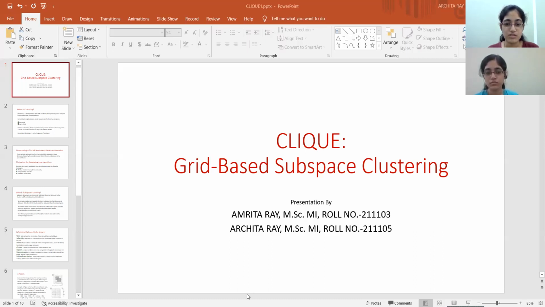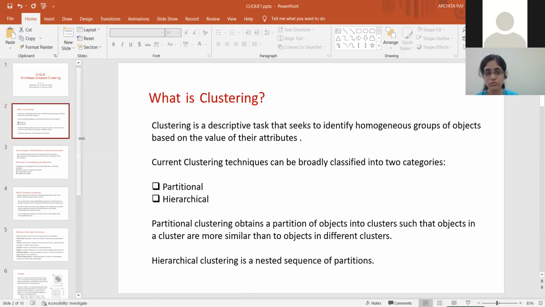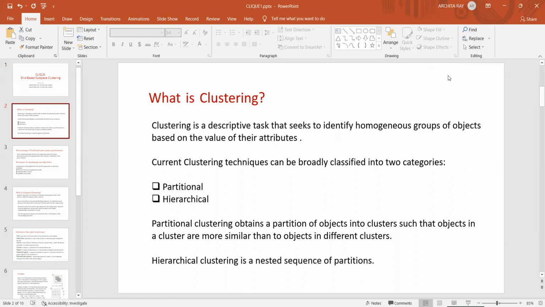Our topic of presentation is CLIQUE, link-based subspace clustering. So, what is clustering? Clustering is a descriptive task that seeks to identify homogeneous groups of objects based on the values of their attributes. Clustering is the task of grouping a set of objects in such a way that objects in the same group, called a cluster, are more similar to each other than to those in the other groups.